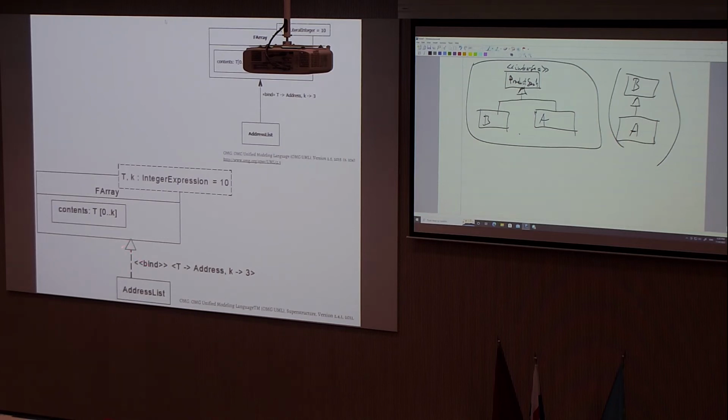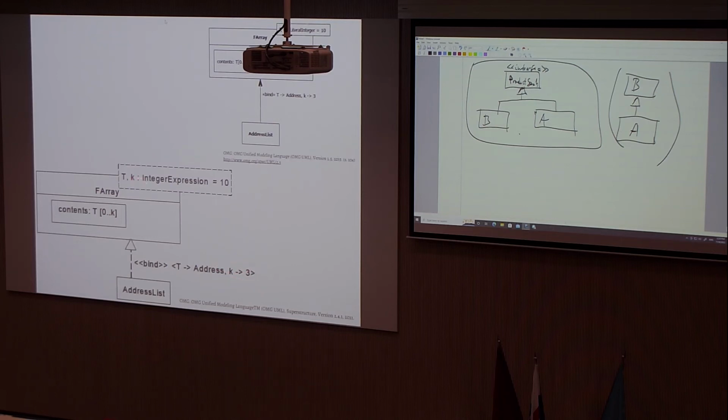So the outside world is not really supplying these things here directly. Actually, T is supplying these things there. And at the same moment, it is realizing this thing here, implementing this thing, realizing it, as another thing. So this address list is your array with these parameters. So your T is an address, which is another class in your system, and your K is just a number. It's just an integer expression.